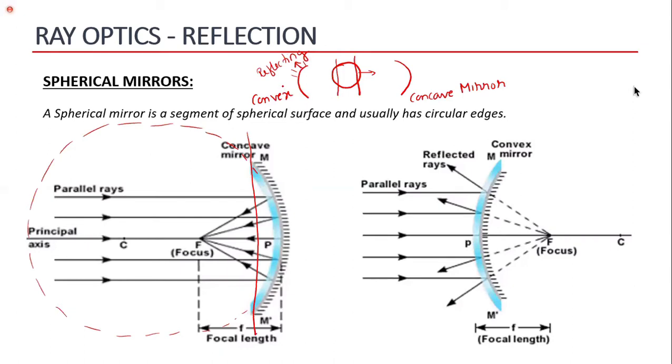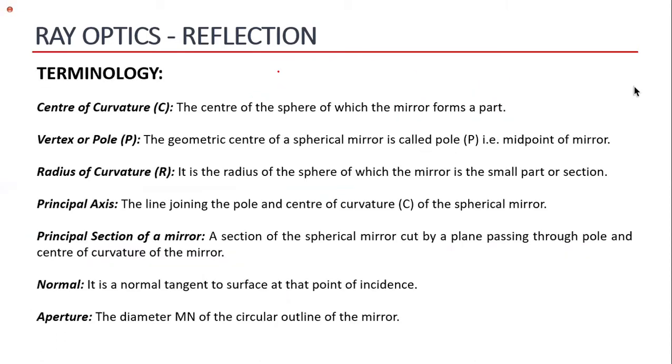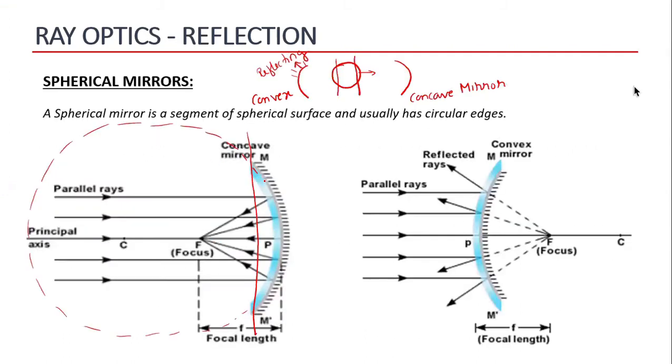Clear? Yes, sir. Now, the terminology which we will use for spherical mirrors, the first one is the center of curvature. This concave mirror is part of a circular mirror, isn't it? Inside the circular mirror, you have a center point for that circle. That center is called the center of curvature.